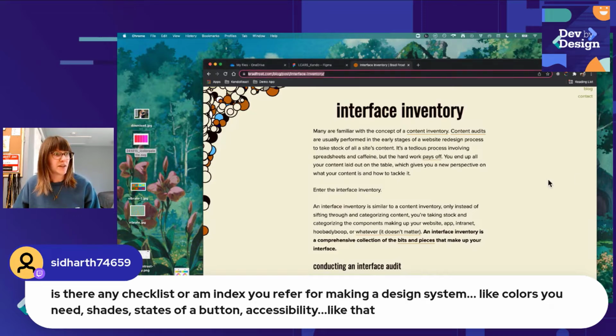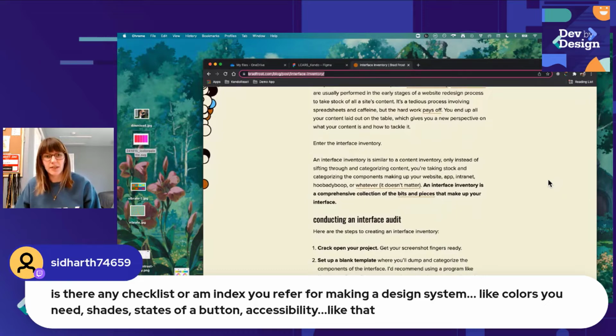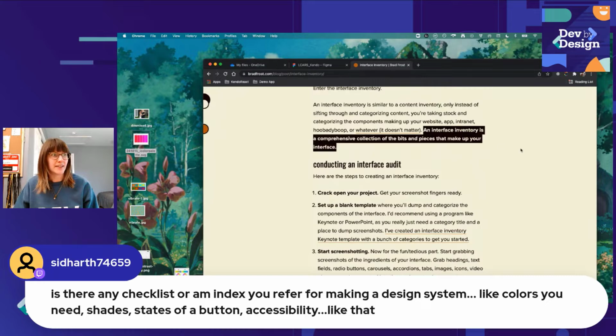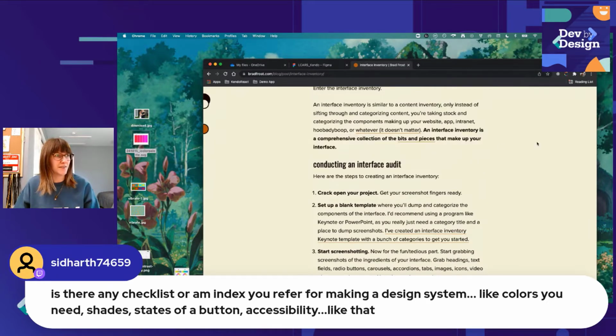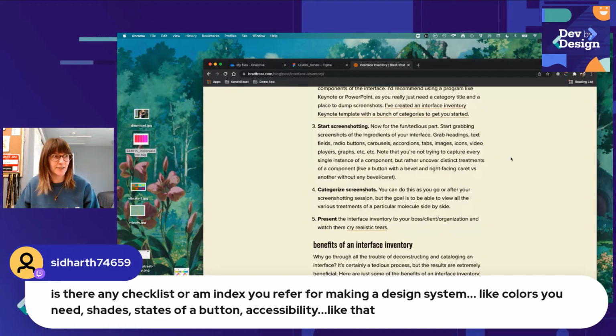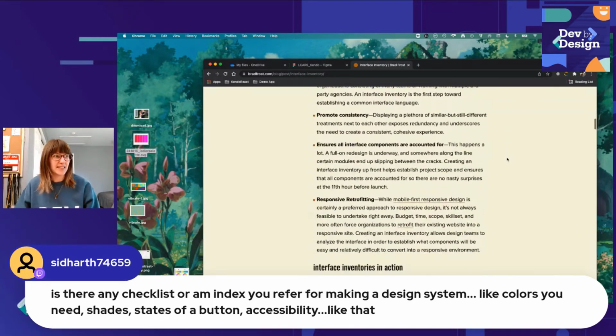But yeah, he talks about it in the process of making a component library, but you can also totally use it for a design system. And it's basically a collection of all of the bits and pieces that make up your interface. So going all the way through, setting up a template, screenshotting, starting to categorize those screenshots into like, here's all my buttons, here's all my headings, here's all my accordions, tabs, images. And then you get to kind of see what's happening.